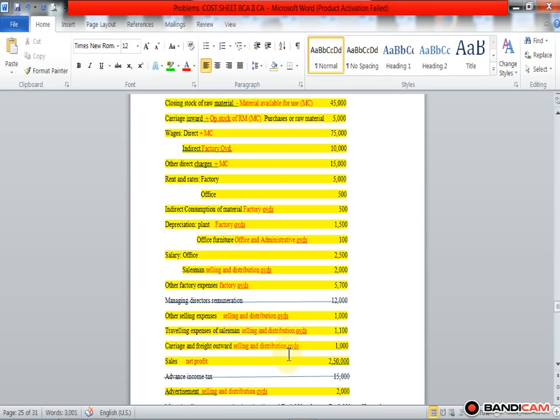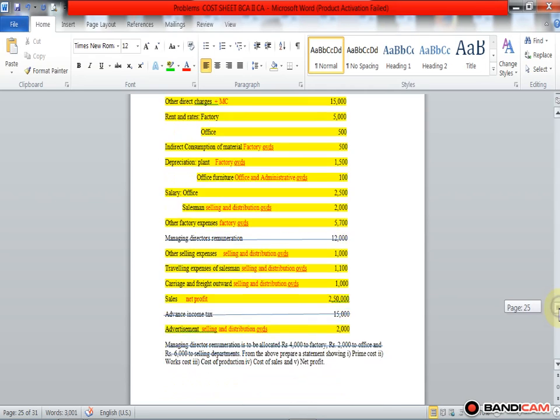Carriage and freight outward transfer to selling overheads, because here outward is transferred to selling and distribution overheads, but inward is transferred to purchase, or added in purchase. Here outward means sales outward expenses, so here we add these expenses in selling and distribution overheads. Sales is useful to find out the net profit or net loss of the organization.